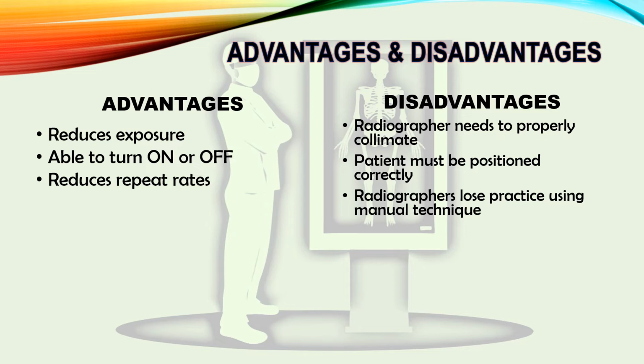Disadvantages of using an AEC is that the radiographer needs to properly collimate, which means that they have to make sure that their light field is covering just over the anatomy. Patients also must be positioned correctly. But one of the major parts of it being a disadvantage is that the radiographer loses practice of using manual technique.